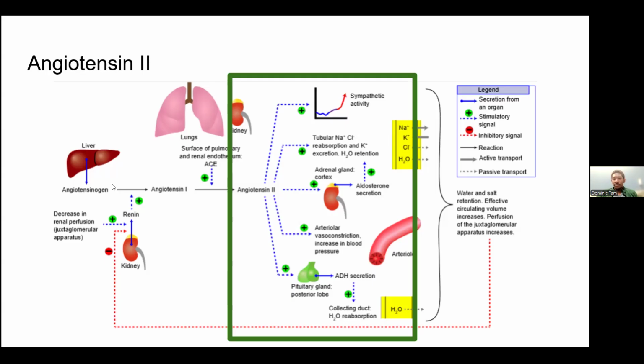It also is going to act on the adrenal cortex to release aldosterone. It also stimulates the sympathetic nervous system to increase noradrenaline release. It has effects to increase cardiac output, cause vasoconstriction of the arterioles, and also helps to further increase renin release.